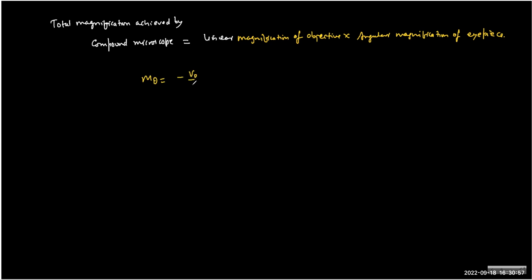Now this is the formula: minus v naught by u naught into D by u. And again, we talk about something called types of vision. So for normal vision or normal viewing experience, what we want is the final image should be at infinity, isn't it? So the m theta, okay, when can we achieve this final image at infinity?